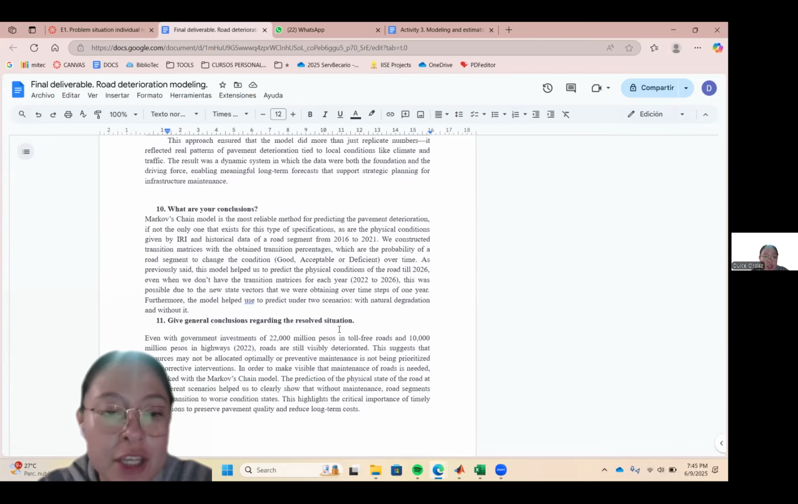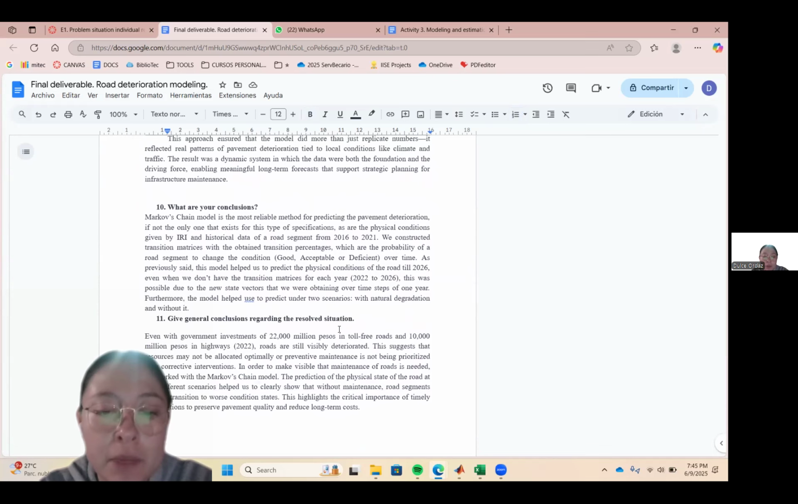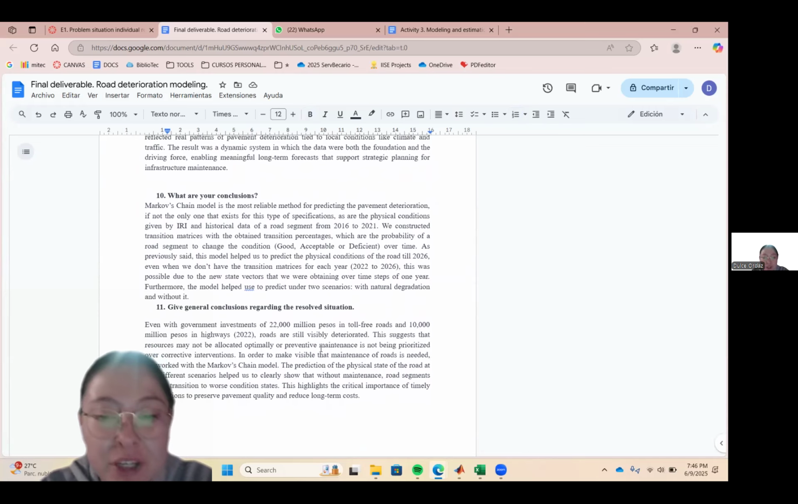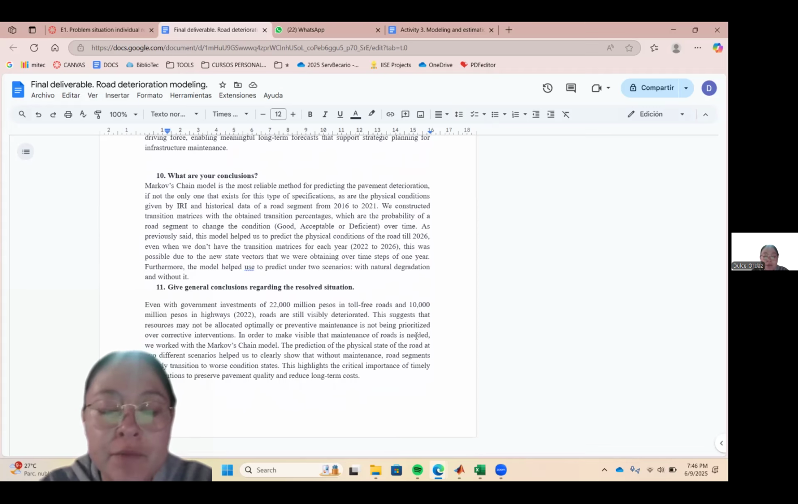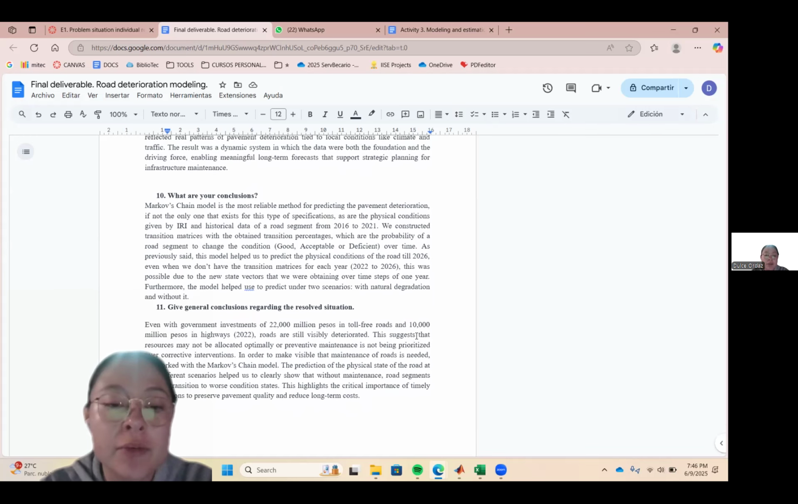Finally, my conclusion is that even with government investments of 22 million pesos, the roads are still visibly deteriorated. This can also be explained with the IRI values, because they are very high, which is why our roads are very bad. Going back to the problem situation, this suggests that resources may not be allocated optimally or preventive maintenance is not being prioritized over corrective interventions.